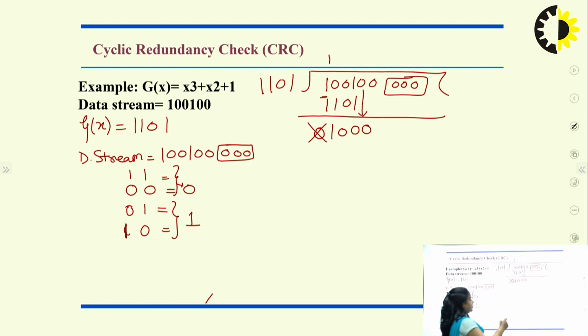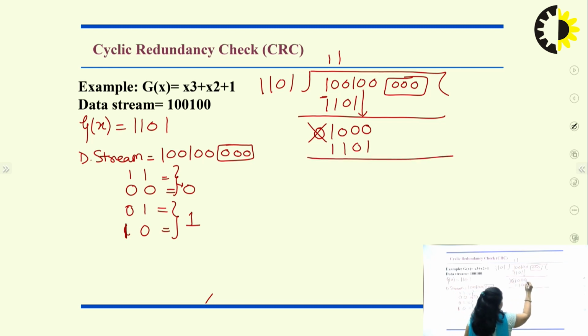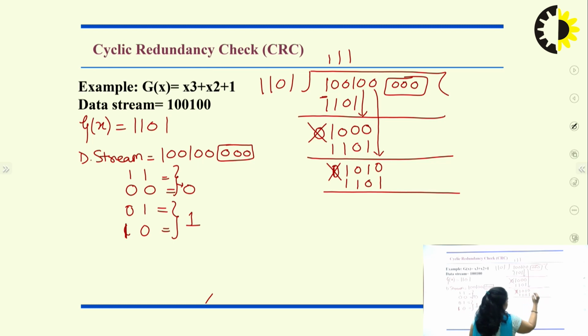Again, the first bit is 1. So we have to write 1, 1, 0, 1 again. Right? Cross. Then again we have to copy the next bit. Fine. Again we have to divide it by 1. Then we have to copy the next bit, that is 0. Fine. Then what we have to do? We have to write 1, 1, 0, 1.